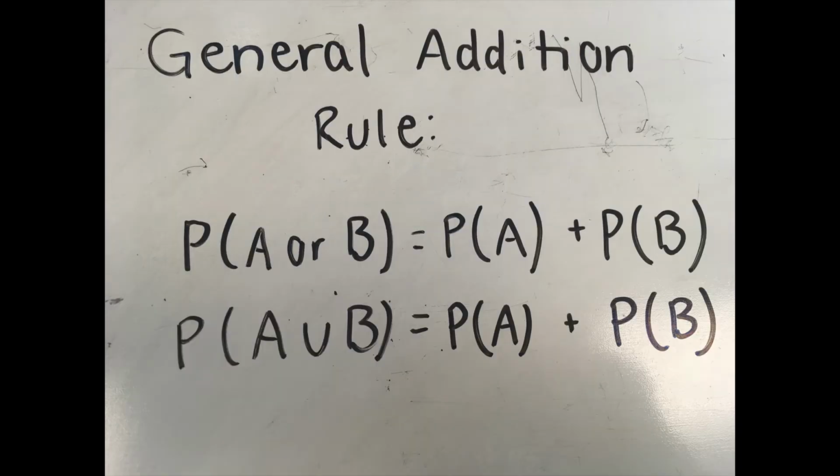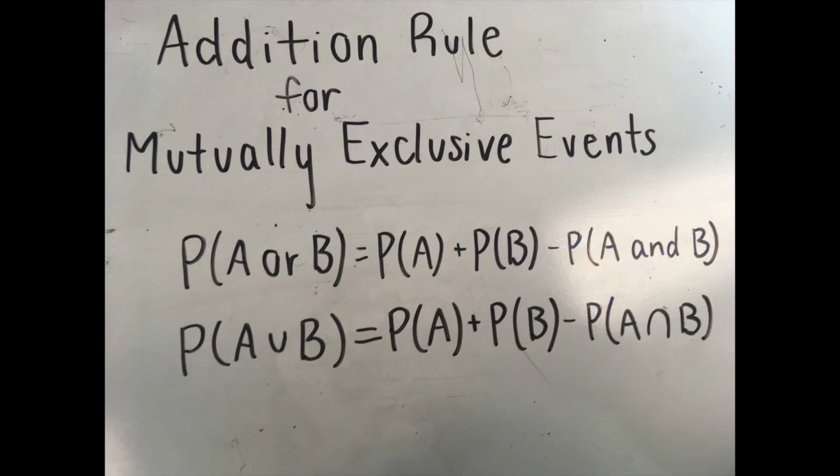The general addition rule states that the probability of A or B equals the probability of A plus the probability of B minus the probability of A and B. When two events are mutually exclusive, then the probability of A or B equals the probability of A plus the probability of B.